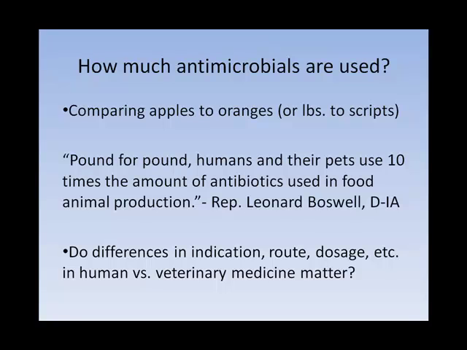But Representative Boswell has made the statement that pound per pound, humans and pets use 10 times the amount of antibiotics used in food animal production. So there we could certainly say, we are playing a relatively minor role. Again, where he gets those numbers, I don't know. But the question then becomes, well, we're using them differently compared to what humans are doing, right? Humans are using them by and large to treat disease. And maybe they're using them to treat viral disease, and that's a mistake, but they're using them to treat disease. Are we doing things differently in animal agriculture that makes it a more risky proposition than what the humans are using? And so with that, we transition into how do we use them?